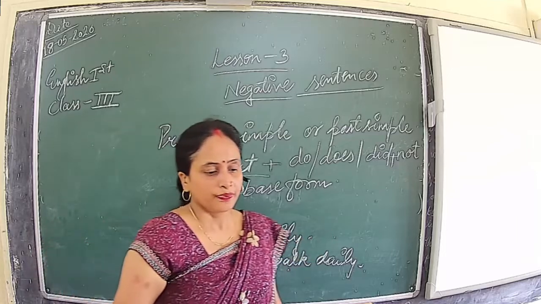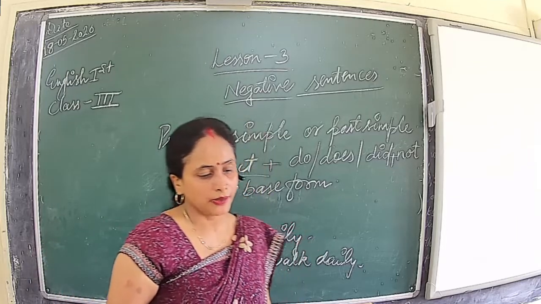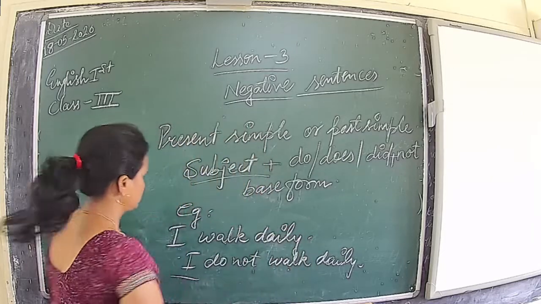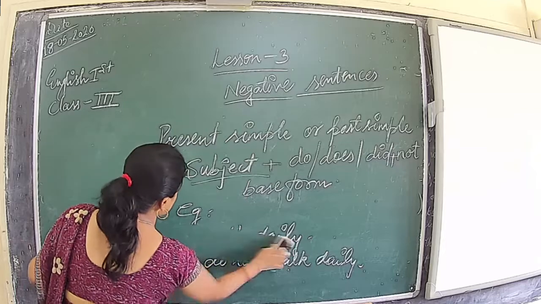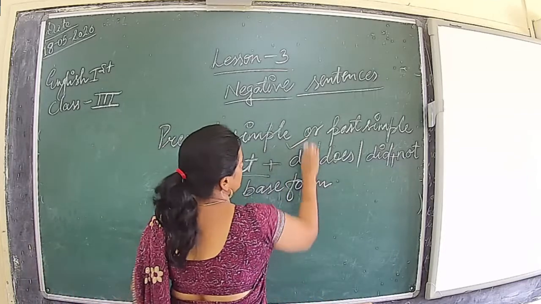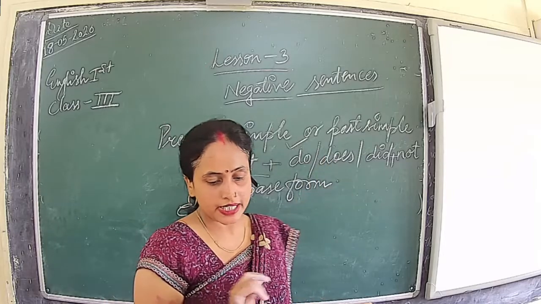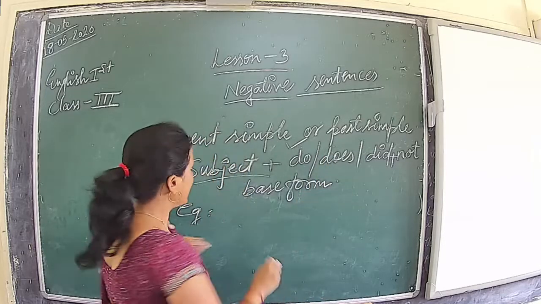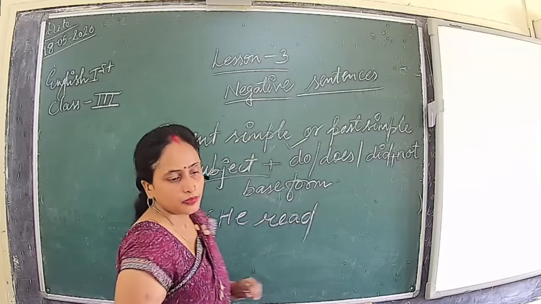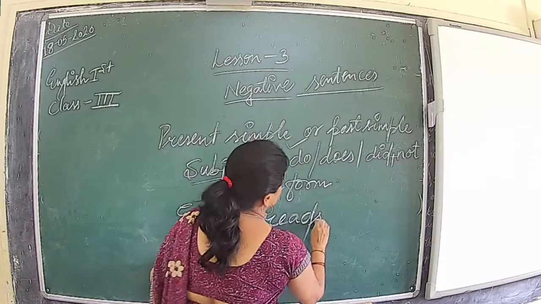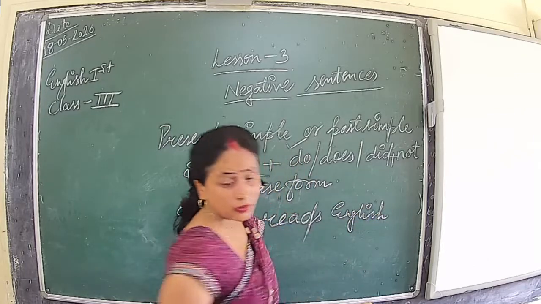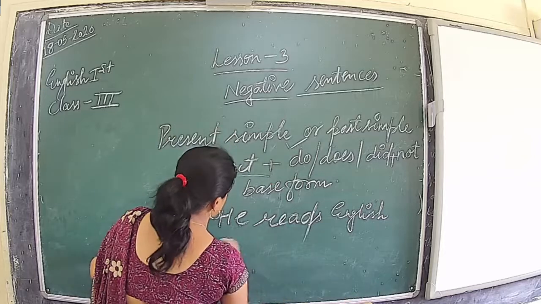Now some more examples we'll see here. They dance in the rain. This is for do. We will see the other one, for does. Suppose: he reads English newspaper.